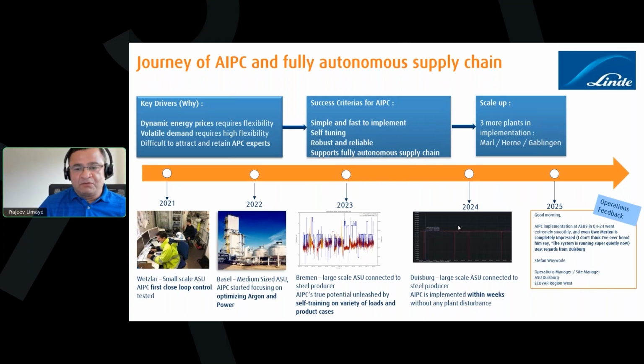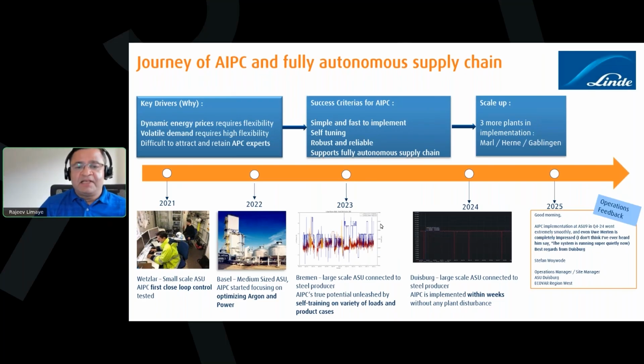So far we have deployed 5 AI plant controllers in the 5 plants, and the 6th one is in progress as we speak. And each year we have deployed this at larger and larger process plants with more and more complex operations, especially some of the steel plants where we have to ramp down and ramp up the production without impacting any quality.